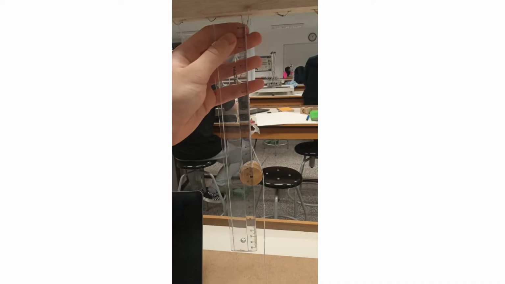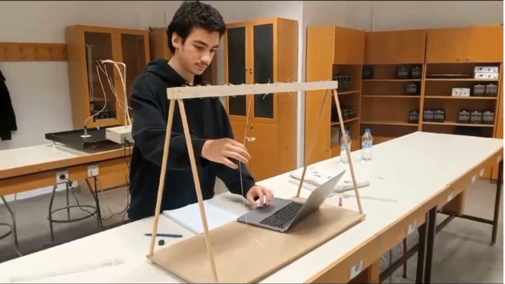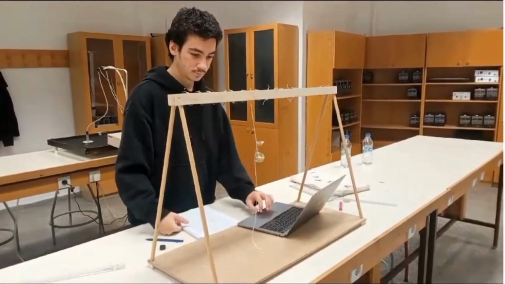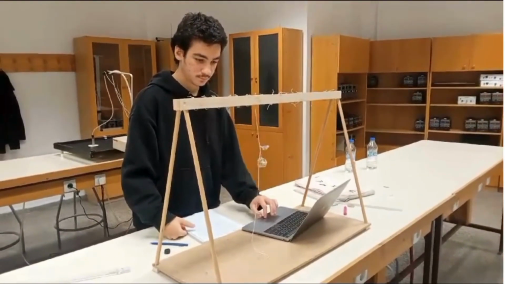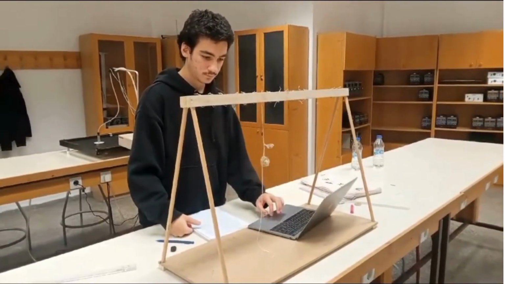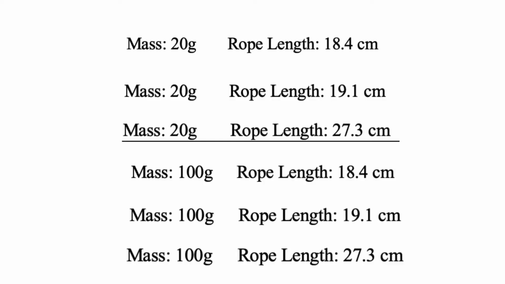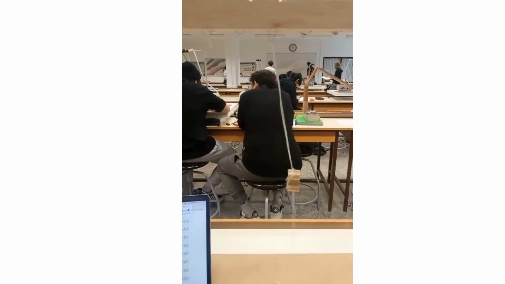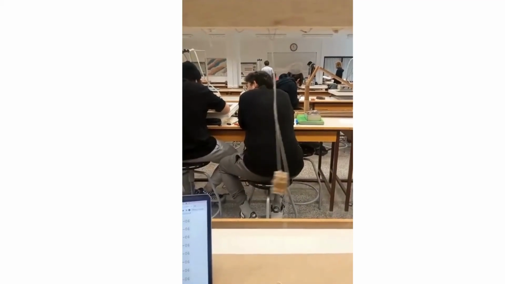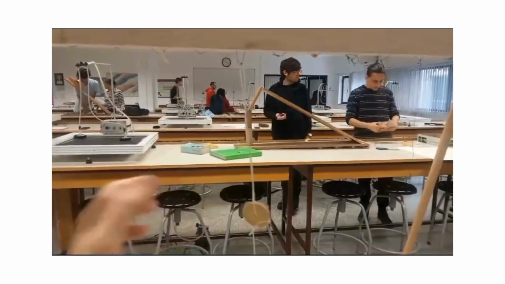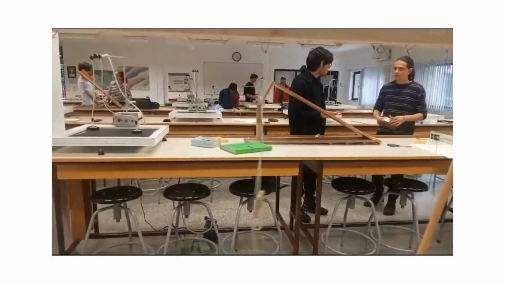I calculated the length of the rope using a ruler. As you can see here, I created a simple pendulum using the rope and the mass. I am calculating the period using the chronometer in my computer. I calculated the period for 2 different masses and 3 different lengths. Here I am calculating for the 100-gram mass and 18.4 centimeters. Here I am calculating for the 20-gram mass and 18.4 centimeters.